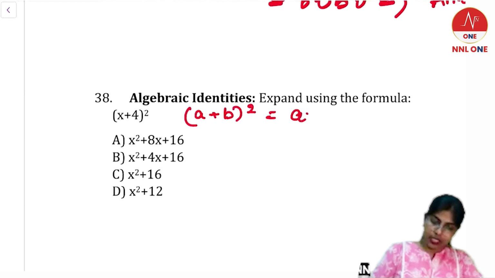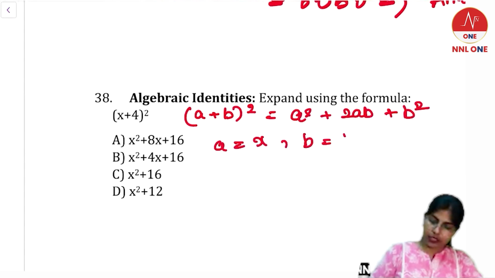It is a square plus 2ab plus b square. So what is the value of a here? It is x. What is the value of b here? It is 4. Now we are going to substitute the values. A square, x square, plus 2 into a is x, b is 4, plus b square.